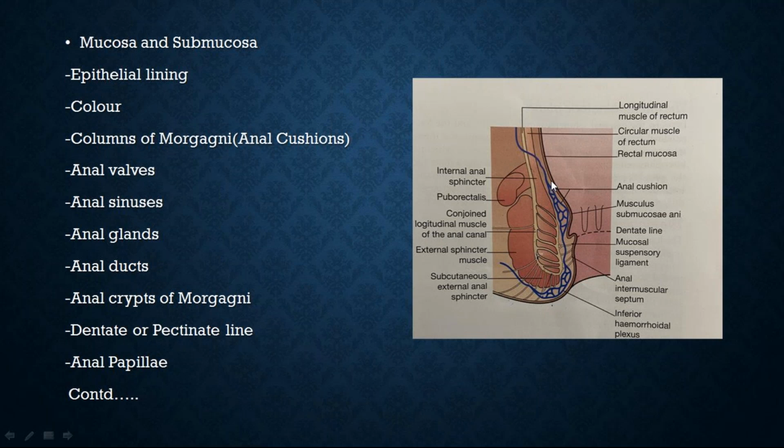The anorectal ring is formed by four muscular components. One is the puborectalis, second is the conjoined longitudinal muscle, third is the external anal sphincter, and fourth is the internal anal sphincter. These are the four constituents of the anorectal ring. Below this anorectal ring is the surgical anal canal.